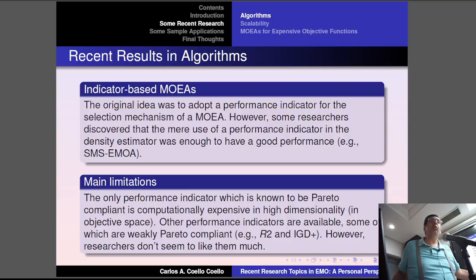There are, however, other indicators that are weakly Pareto compliant. That means most of the time they are correct, a few times they are wrong. The result they produce is not compatible with Pareto optimality. In practice, most of these indicators have a good performance, for example, R2. However, most people in this field don't like to use this indicator.